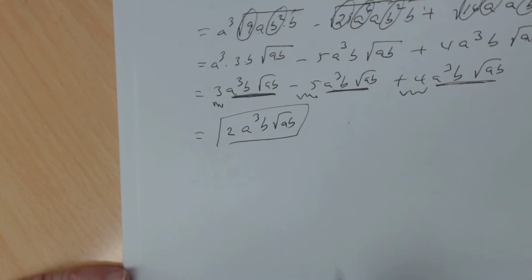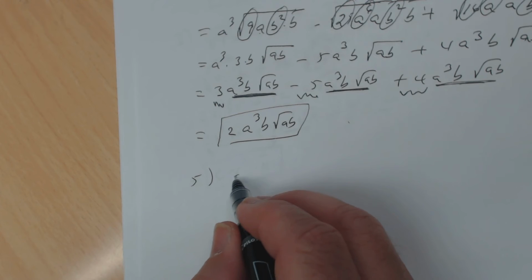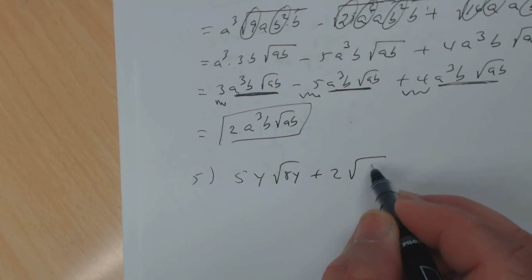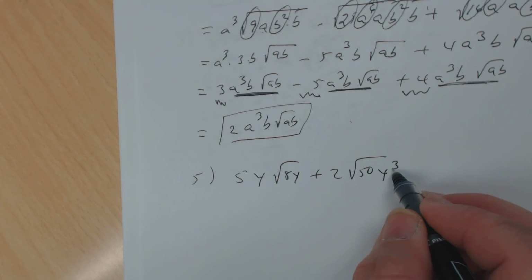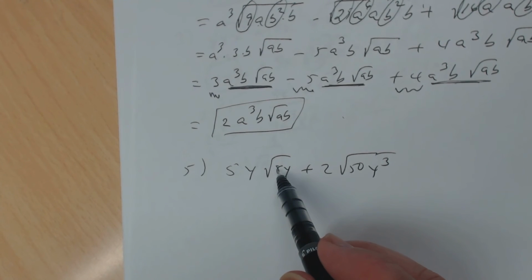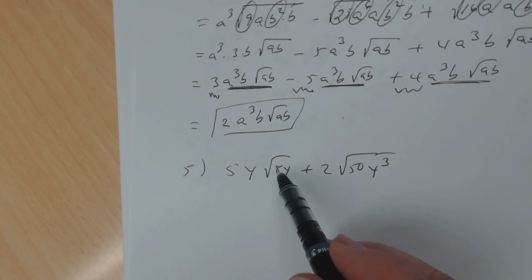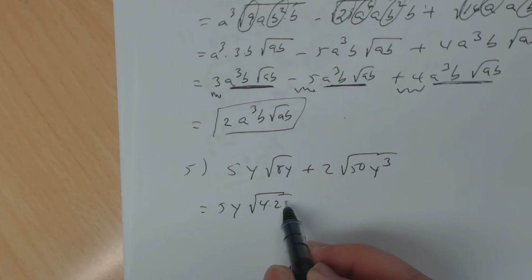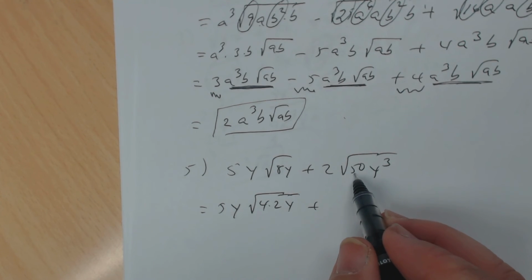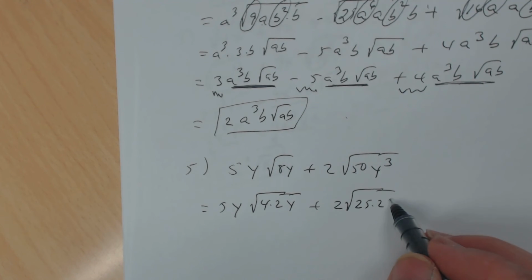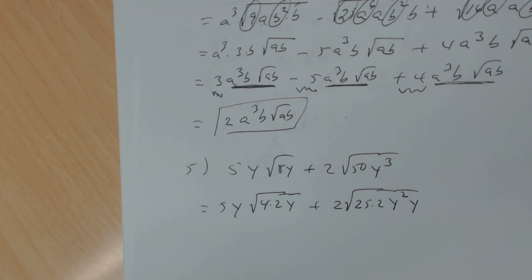All right. And then number 5, you have 5y square root of 8y plus 2 square root of 50y cubed. Okay, so 8 is not a perfect square, but I can write it as 4 times 2, so I'm going to get 5y square root of 4 times 2 times y. 8y is 4 times 2 times y. Plus, and then 50, I can write as 25 times 2, and then y cubed is y squared times y.